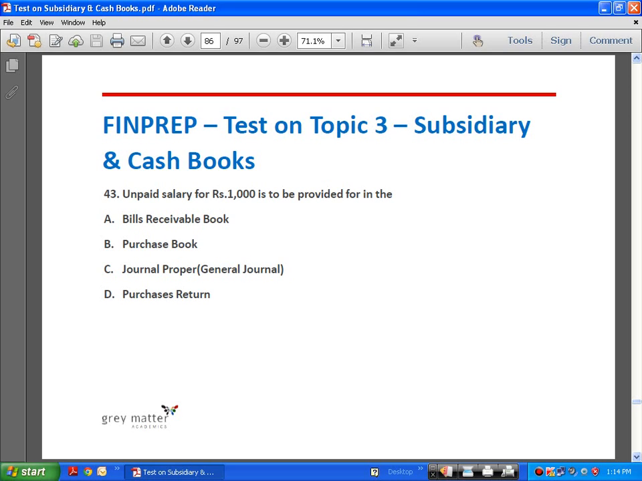Next, question number 43. Unpaid salary for 1000 rupees is to be provided for in which, so unpaid salary, as I told you, is an adjusting entry, and all adjusting entries are passed in the journal proper, right? So to summarize, opening entries, adjusting entries, transfer entries, closing entries, and rectifying entries are passed in the journal proper. So such adjustments which are passed through adjustment entries are passed in the journal proper. Right.